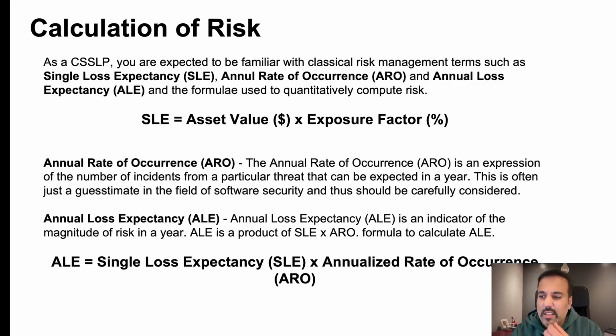This is often just a guesstimate in the field of software security, and thus should not be carefully considered. Whereas annual loss expectancy is an indicator of the magnitude of a risk in a year, and is the product of single loss expectancy times annual rate of occurrence. So if an incident happens one time, what will be the impact of that incident, and what is the annual loss expectancy? Those are the two formulas I would like you to memorize, because there are a lot of questions based on those two formulas.